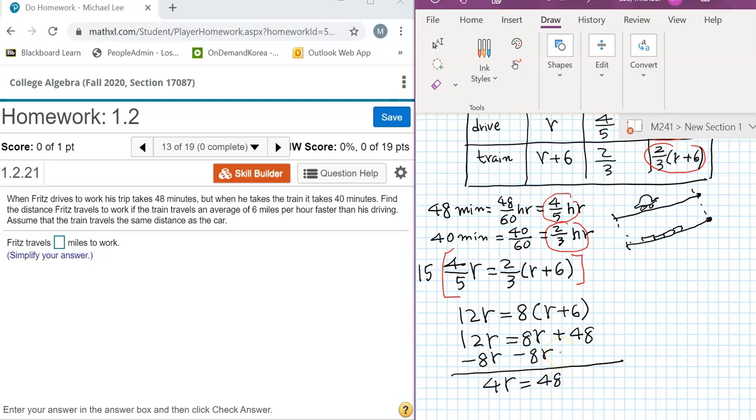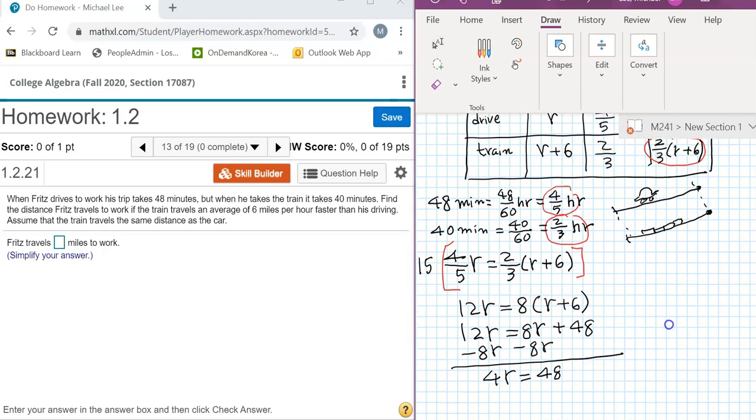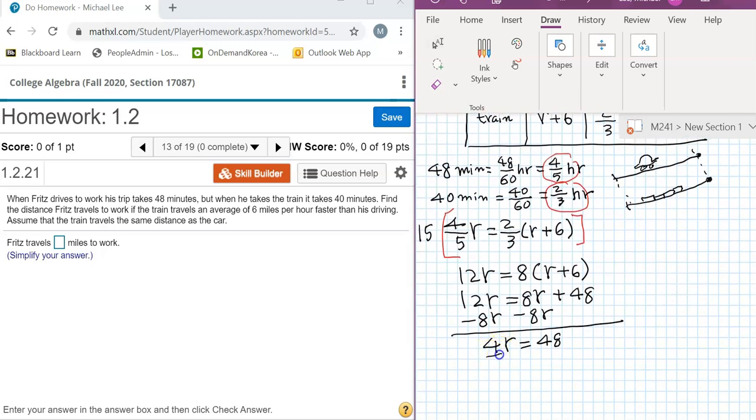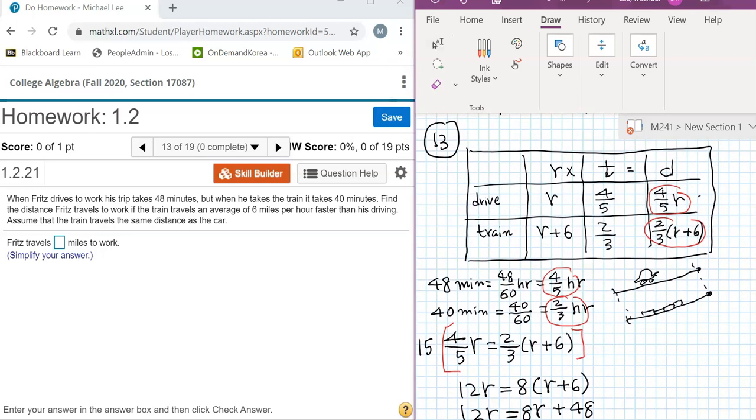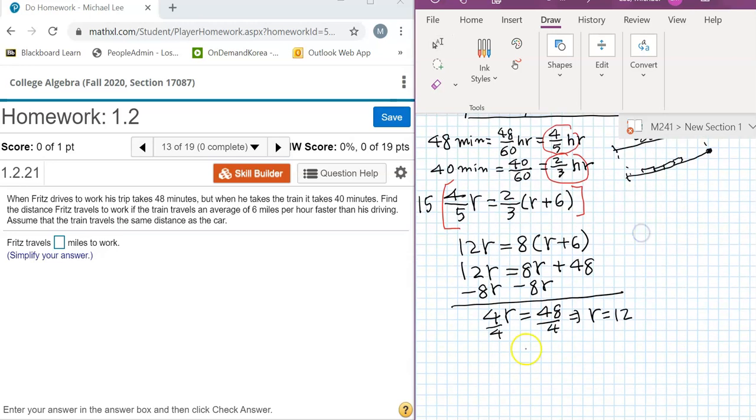So what do they want you to find? Fritz traveled how many miles to work? They want the distance. Okay, divide by 4. That means R equal to 12. But what is the distance? Distance is this. 4 over 5 times R. So 4 over 5 times 12.